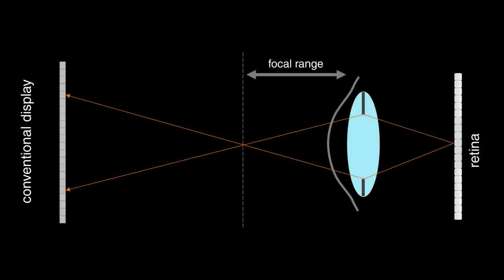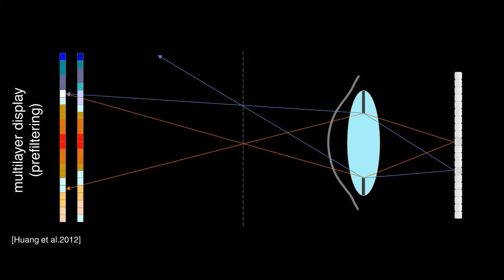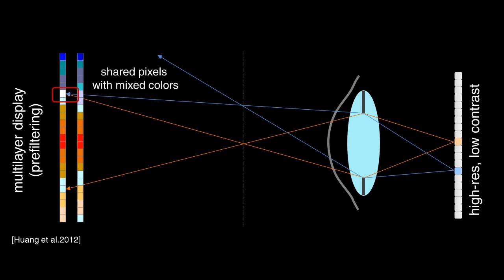For the display outside the focal range of the eye, the image is convolved with the kernel, and the retina receives a blurred image. The multi-layer method pre-filtered the image content, so a sharp image is received. But because of the shared pixels, colors are mixed, and the contrast is low.